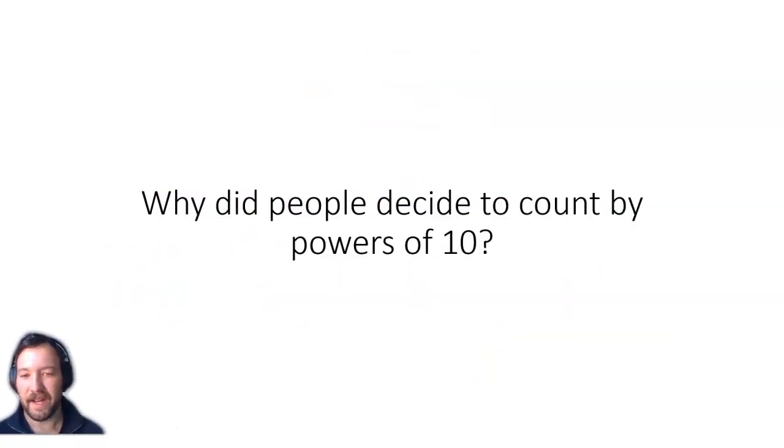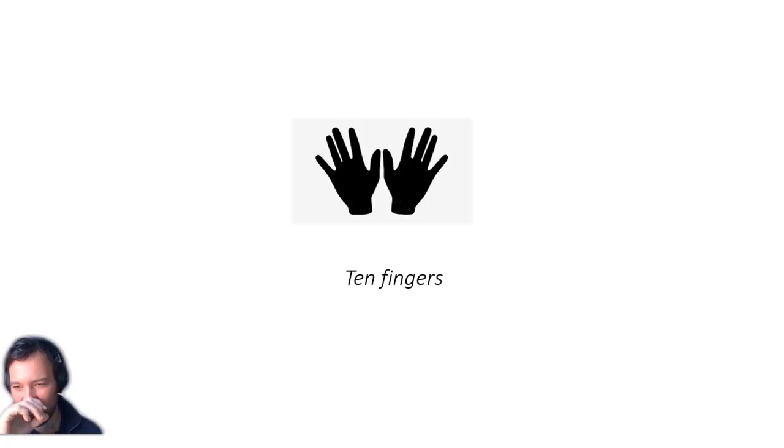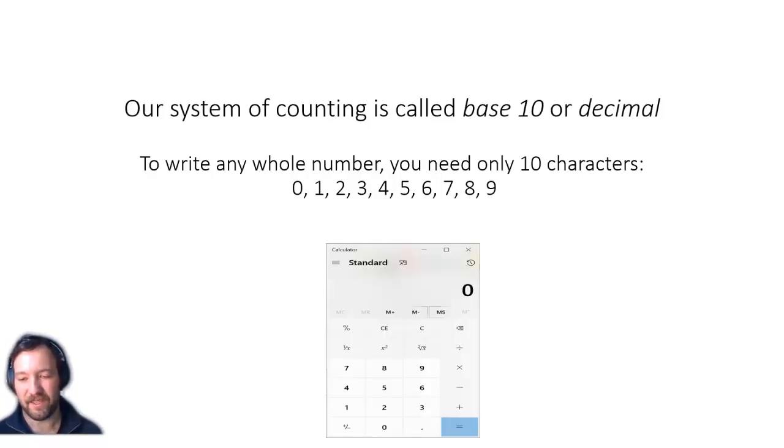Okay, so why did people decide to count by powers of 10? It's actually kind of a somewhat arbitrary choice. It's because we happen to have 10 fingers, right? That's why everything is base 10. That's why we use the exponential pattern with tens. It's because we have 10 fingers to count with, right? And also I'll just point out here, our system of counting is called the base 10 system, or sometimes it's called the decimal system. DEC is the root word that stands for 10, right?